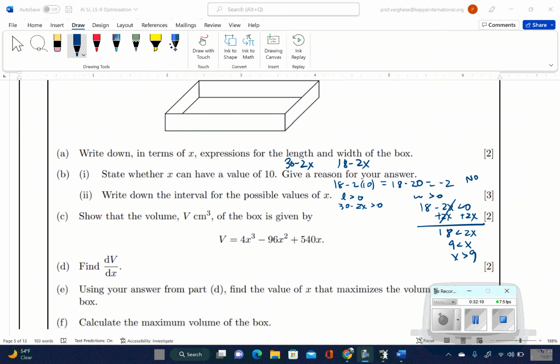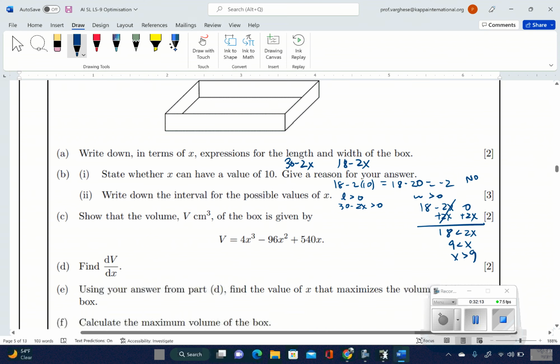I caught my own mistake. I put less than here. This is supposed to be greater than. Greater than 0, greater than, and then this one here, since I'm rewriting it backwards, x has to be less than 9. So that means that the interval for the box values is between 0 and 9.